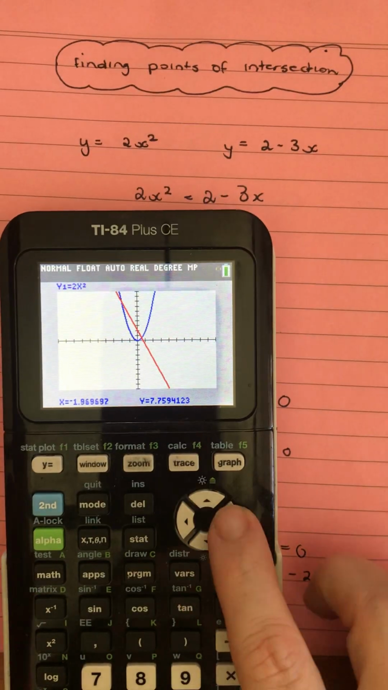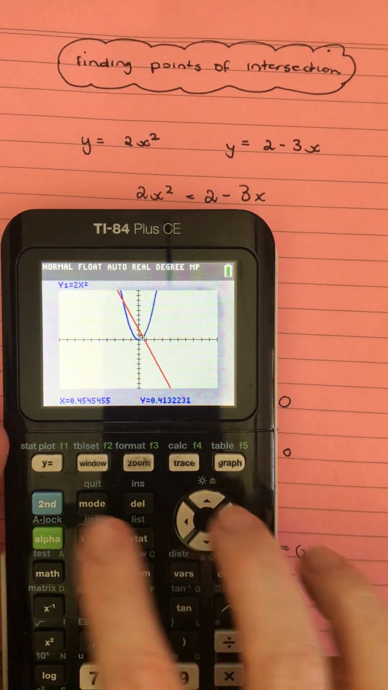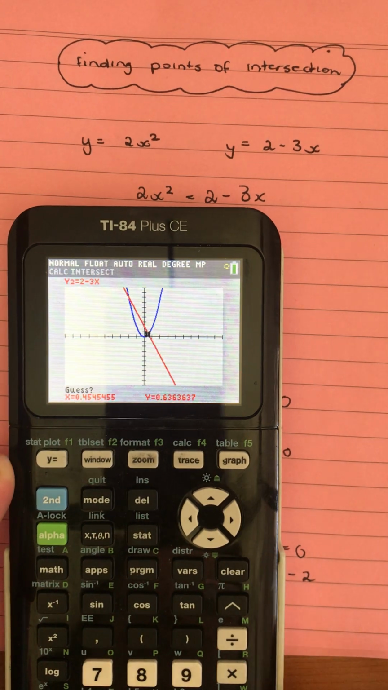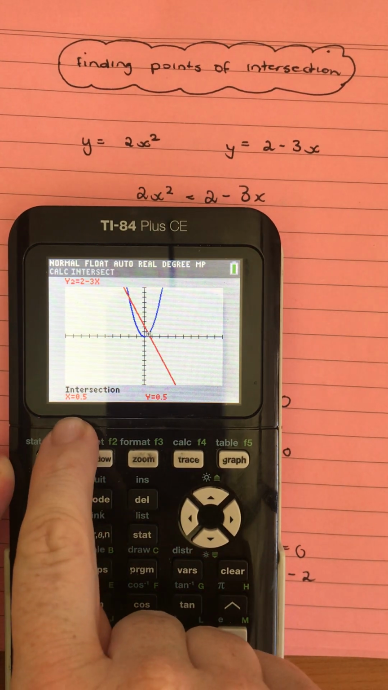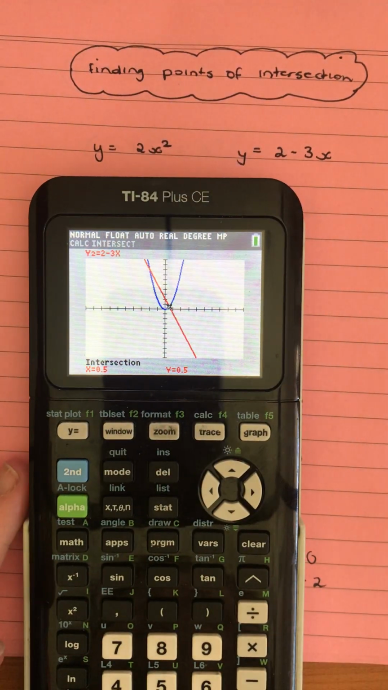Then we grab our trace and bring our cursor down to the next intersection. Then do the same thing again, enter, and you'll see it now has it at 0.5, which is the other solution that we found. Obviously this is a lot quicker, so always check if it is a tech-active question, then grab that calculator out and go for gold.